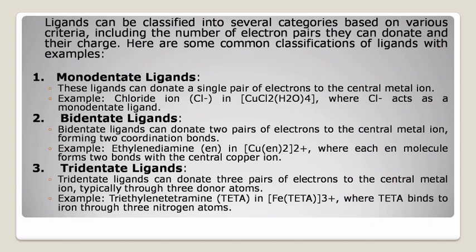Second, bidentate ligands. Bidentate ligands can donate two pairs of electrons to the central metal ion, forming two coordination bonds. Example, ethylenediamine, en, in Cu(en)2 2+, where each en molecule forms two bonds with the central copper ion. Third, tridentate ligands. Tridentate ligands can donate three pairs of electrons to the central metal ion, typically through three donor atoms. Example, triethylenetetramine, TETA, in Fe(TETA) 3+, where TETA binds to iron through three nitrogen atoms.